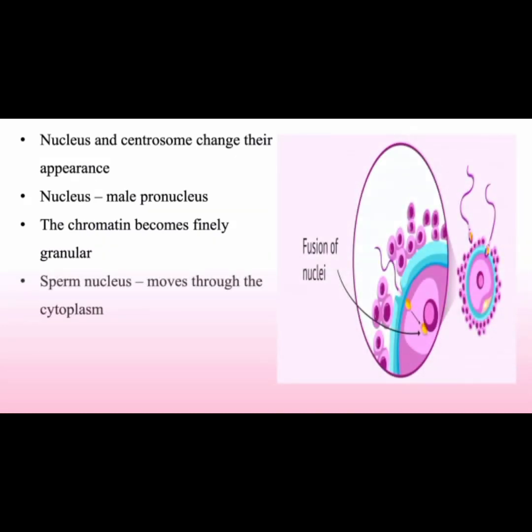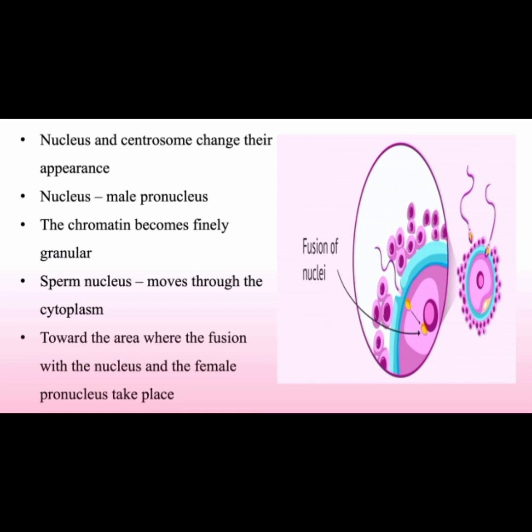The sperm nucleus, together with the centrosome, moves through the egg cytoplasm towards the area where the fusion with the nucleus of the egg, the female pronucleus, is to take place. The trajectory of the sperm head may be marked by pigment granules trailing along its path. This is referred to as the penetration path.